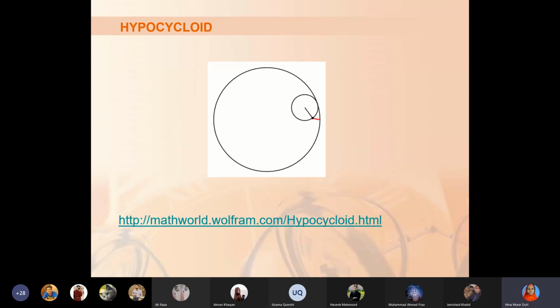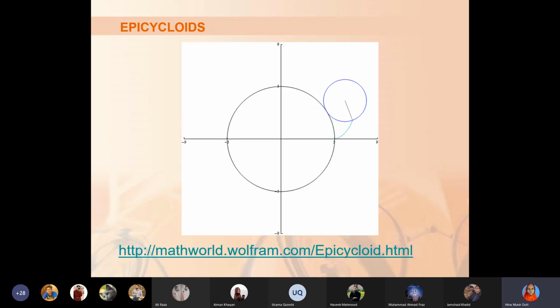the ratio of the radii of the two circles is different in this case. So we will get a different curve for this hypocycloid. And if the circle rolls on the outside of a bigger circle, then this curve is called an epicycloid.